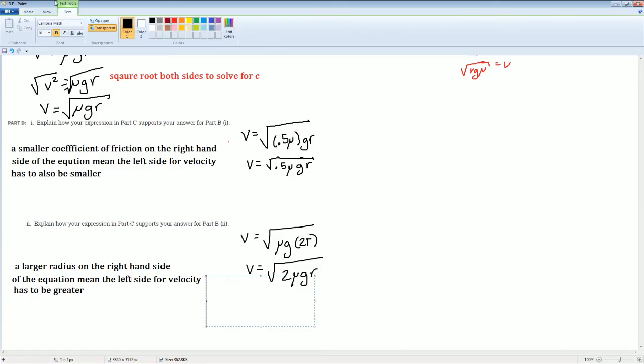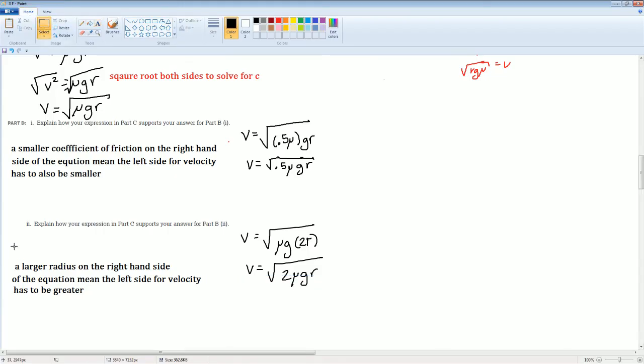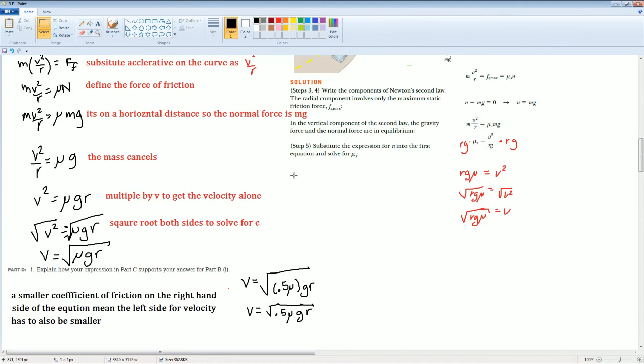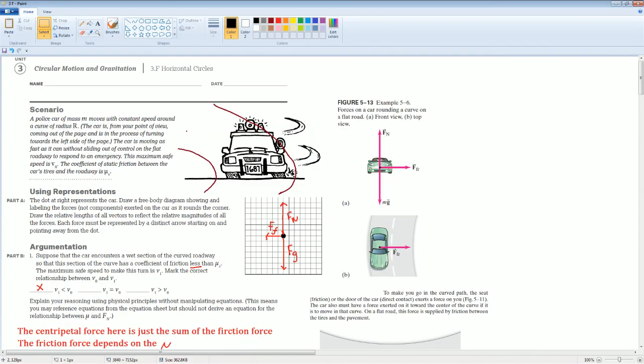All right, there you go. That would be the complete answer, okay? And is that it? Yep, that's it. That is all your solutions for 3F.